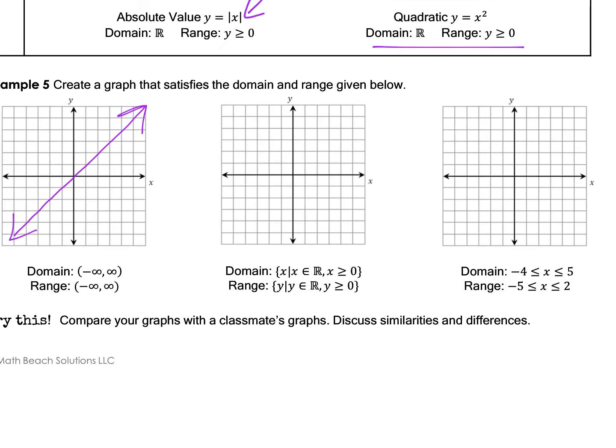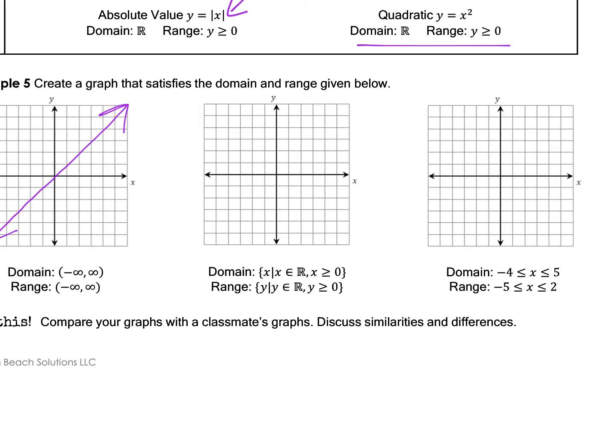Okay, so then the next one, it says the domain is x is greater than or equal to 0, which means all positive values. And then the range is y is also greater than or equal to 0. So that means that this is going to stop because we're only using positive x's and positive y's. And it does include 0. So I'm just going to go ahead and put a point there, and it's going to be in that first quadrant because we're only using positive x's and y's. So that's an example of that one.